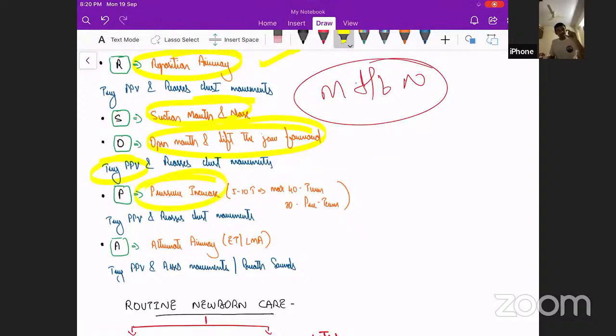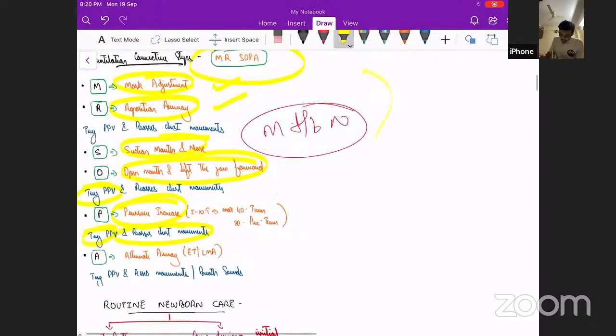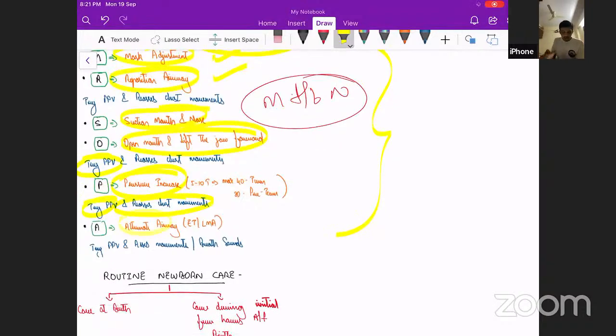In bag and mask ventilation, we'll have a valve to adjust the pressure. So with that, we increase the pressure. Again, we do positive pressure ventilation and assess for chest movements, whether there is adequate chest raise or not. Even after all these corrective steps, if the baby does not improve, then we'll have to think of an alternate airway, either in terms of ET tube or laryngeal mask airway.